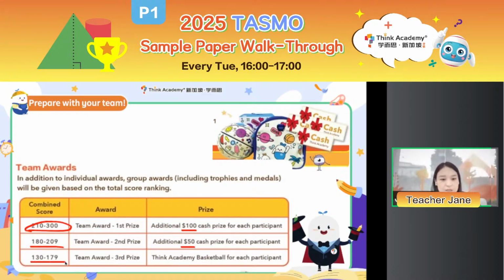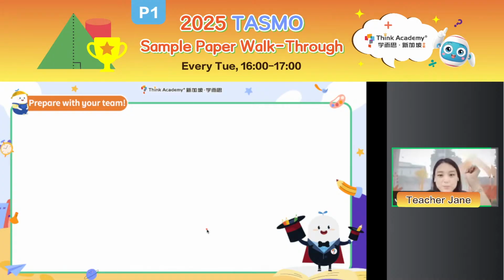And then the third prize, if all the students in your group get more than 130 for your total score, and lower than 180, for example 179, then you will get the third prize, and you will get a Pink Academy basketball for each participant. Sounds great, right? Okay, so it seems like you get more chances to get more awards, right? Okay, so everyone, we can see here.